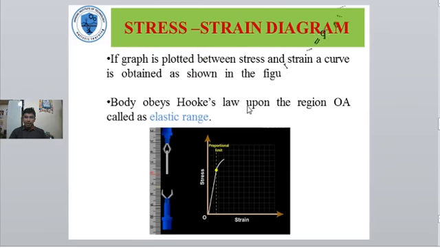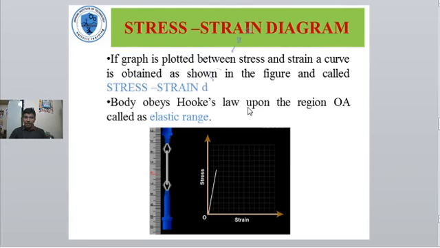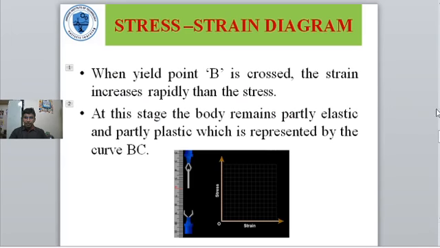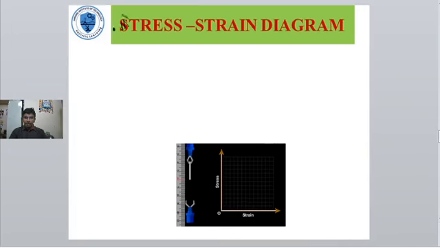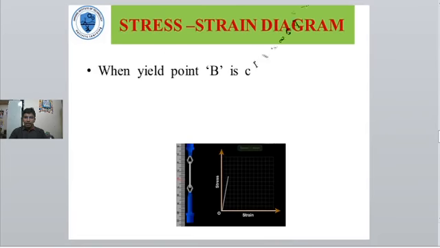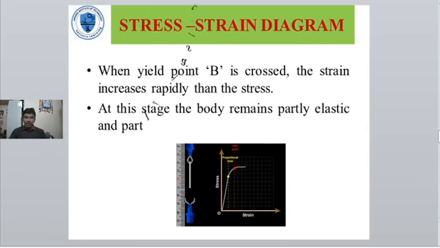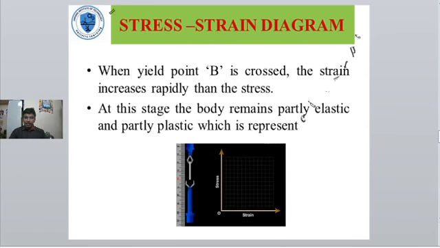If a graph is plotted between stress and strain, a curve is obtained as shown in the figure, called the stress strain diagram. The body obeys Hooke's law in the region OA, called the elastic region. When yield point B is crossed, the strain increases more rapidly than the stress. At this stage, the body remains partially elastic and partially plastic, which is represented by the curve BC.